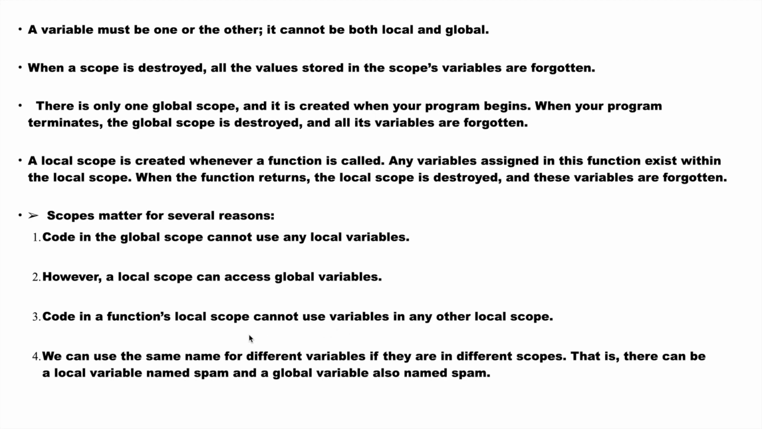One local scope cannot use a variable that is present in another local scope. That is not possible. And one more important thing, we can use the same name for a local variable and a global variable also. It is possible. So we can use the same name for different variables if they are in different scopes. For example, if one variable is in local scope and another is in global scope, for both variables I can use the same name. Technically it's possible, but as programmers we don't prefer that type of same naming for local and global variables.